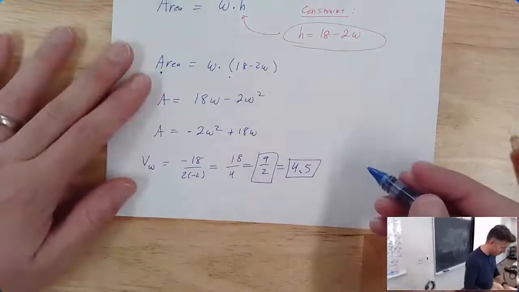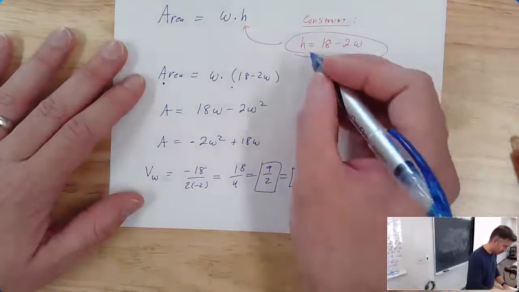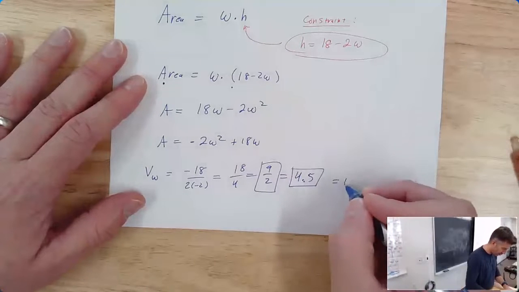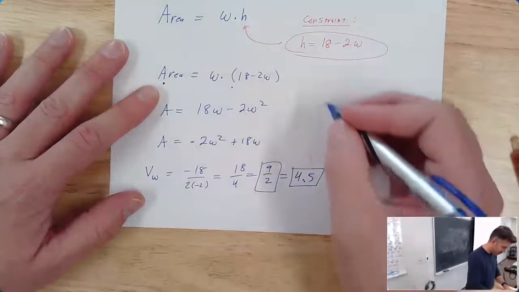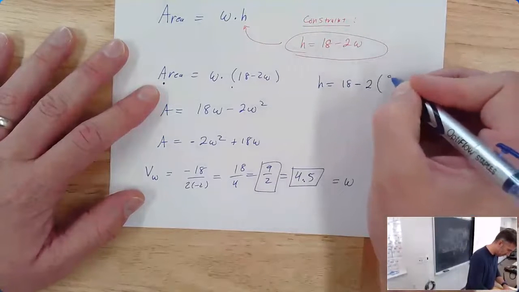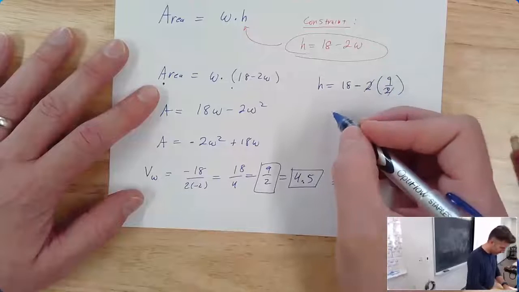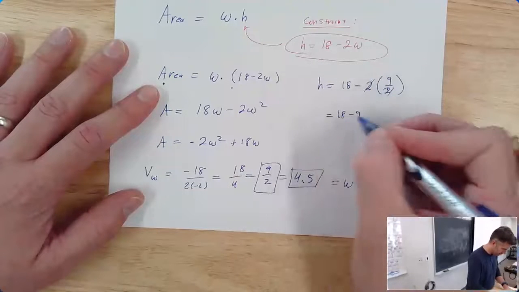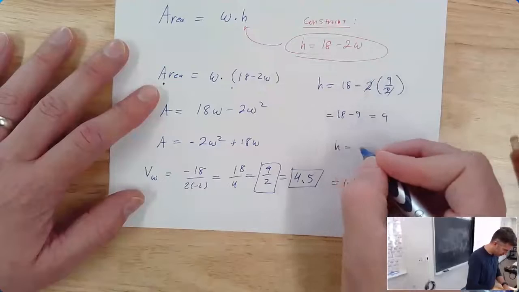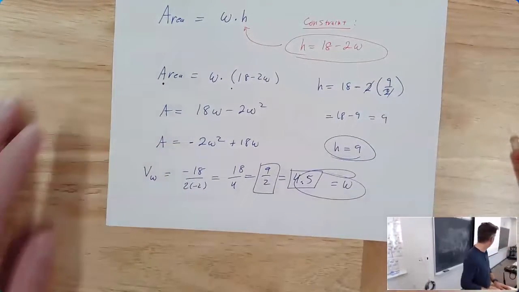So what we're going to do instead is plug this back into the constraint and say, if I know that my width is 4.5, my height is going to be 18 minus 2 times 4.5, or 2 times 9/2. And then the 2's cancel, and you get 18 minus 9, which is just 9. So those are your dimensions. Height is 9, width is 4.5.